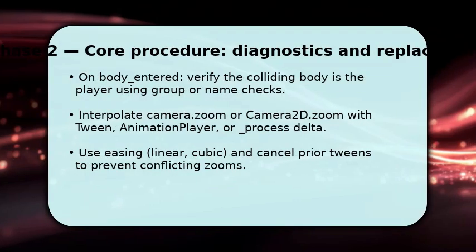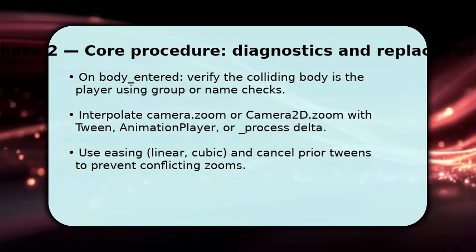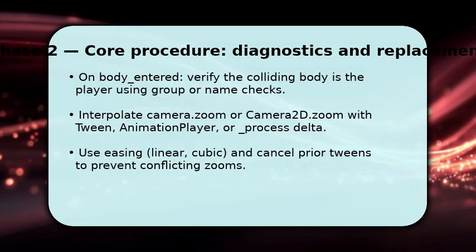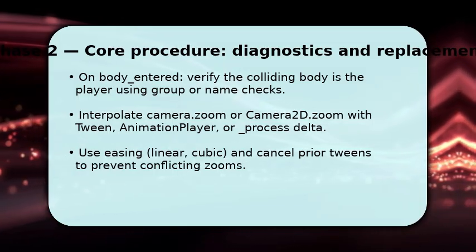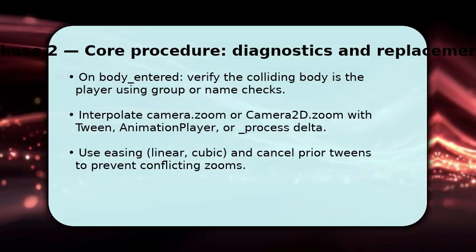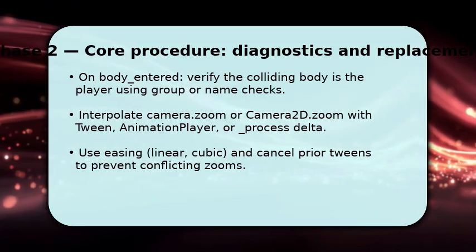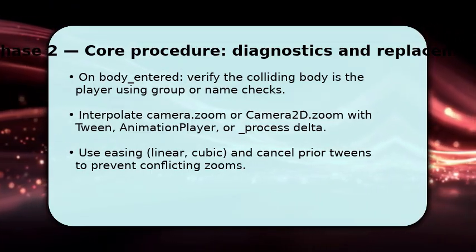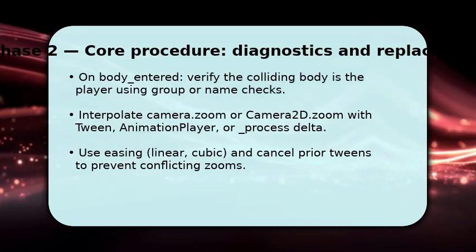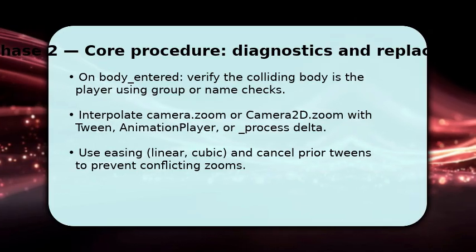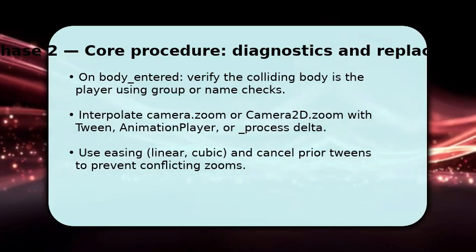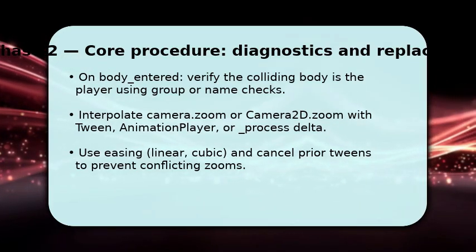When body-entered fires, confirm the collider is the player by checking a group or a name. This avoids accidental triggers. Then, start an interpolation of the camera's zoom property, use tween or animation player for precise easing, or implement a lerp in process with delta. Also, make sure to stop any existing tweens or flags so two transitions don't compete.